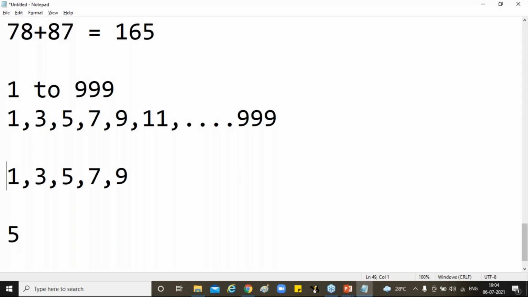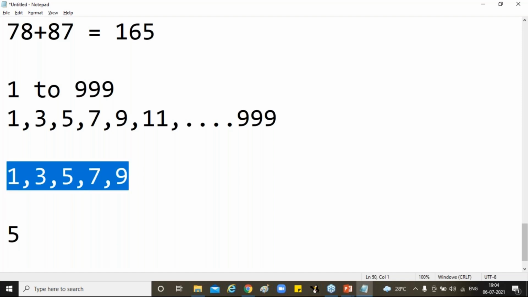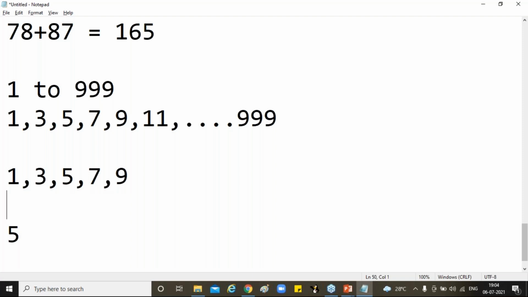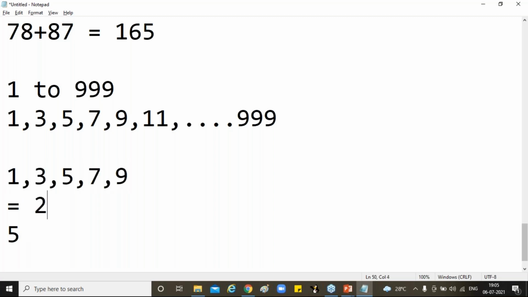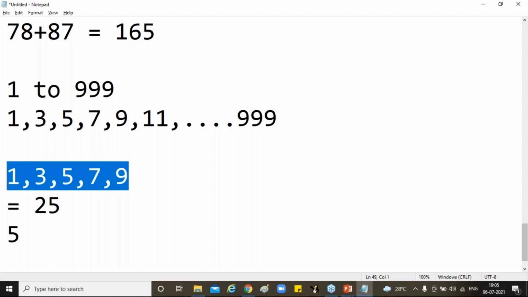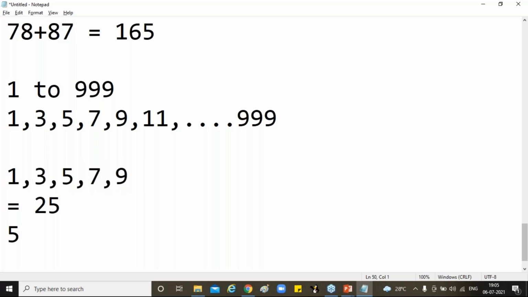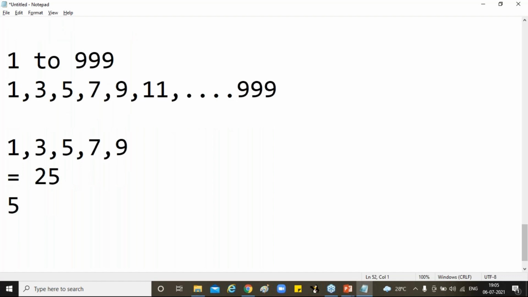Total 5 odd numbers. Whenever we know there are 5 odd numbers, if you want to go for the sum of these 5 odd numbers, 1 plus 3, 4. 4 plus 5, 9. 9 plus 7, 16. 16 plus 9, 25. So 25 is the sum of these 5 odd numbers from 1 to 10. Whenever we know the number of odd numbers are 5 from 1 to 10, the sum should be 25. Clear?